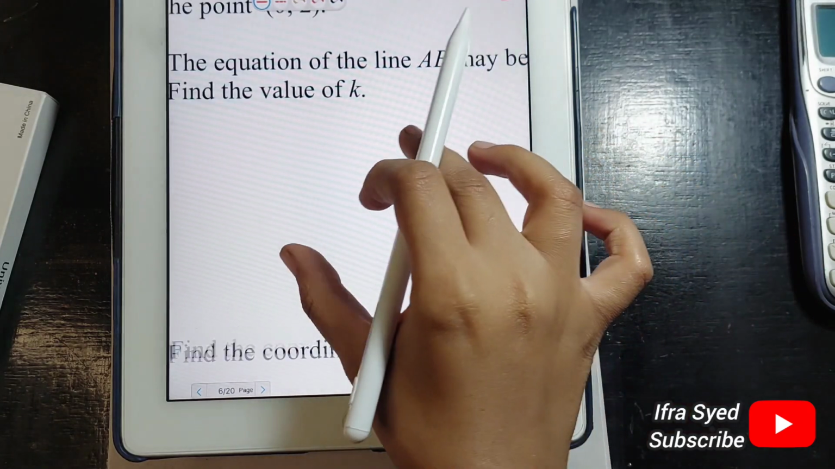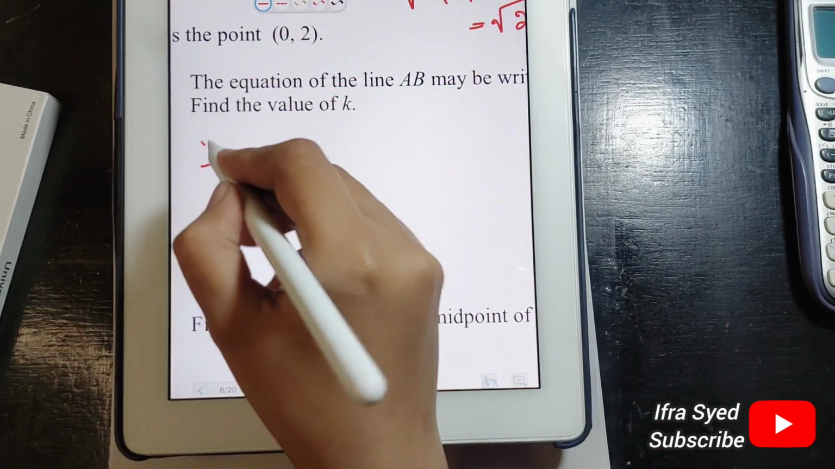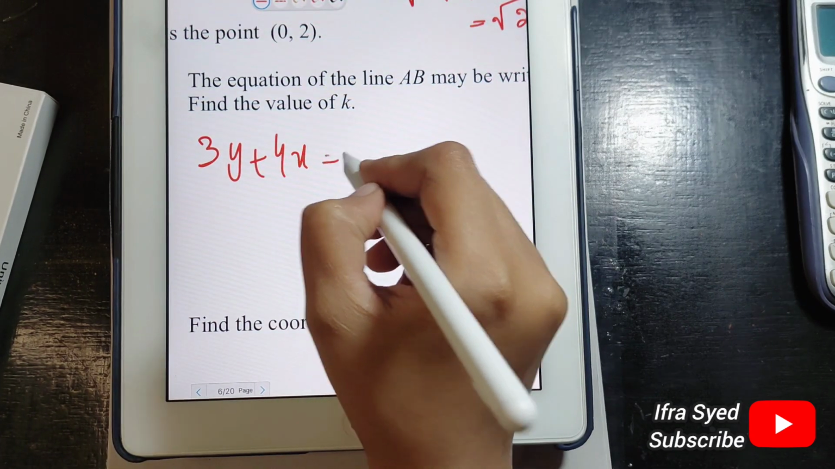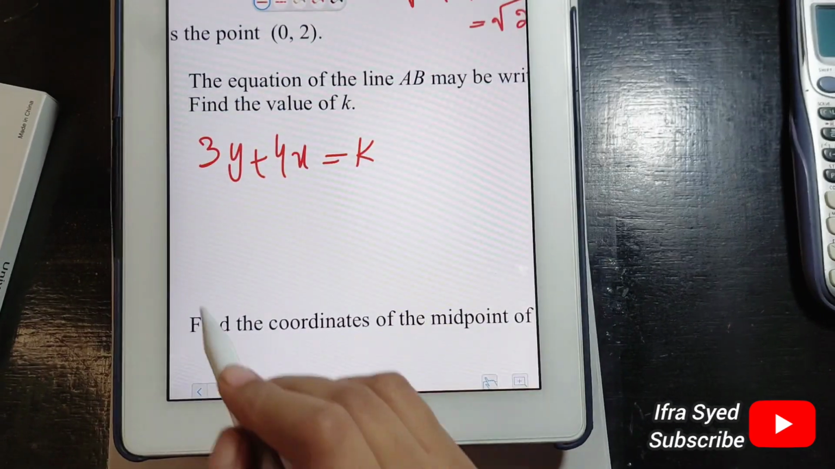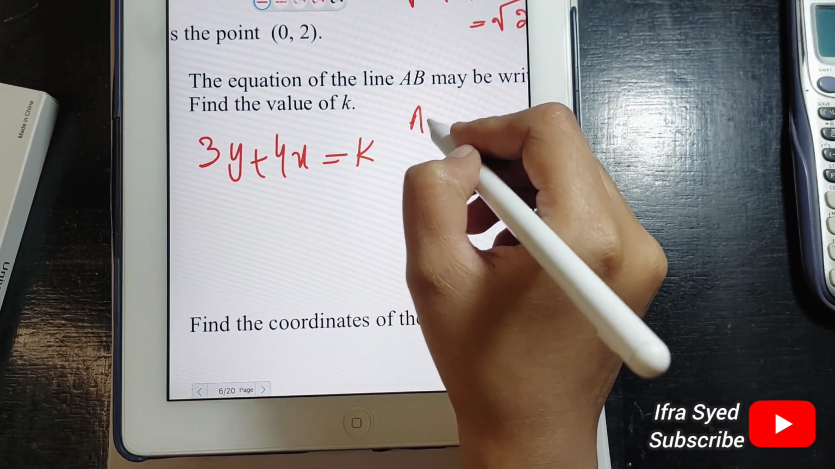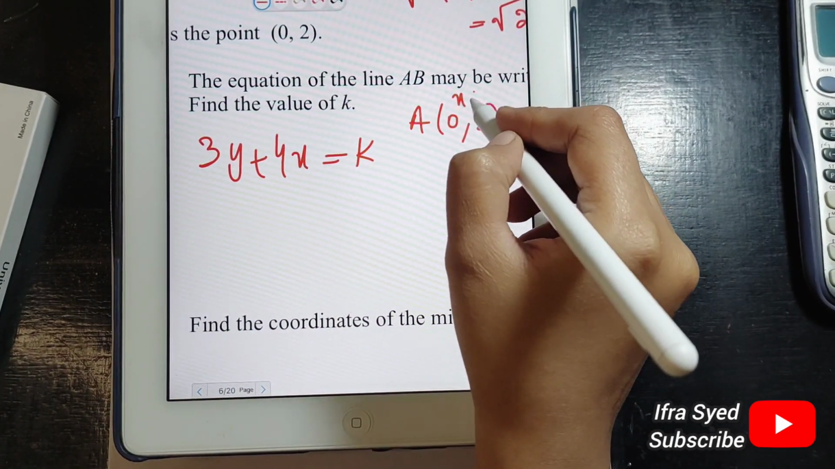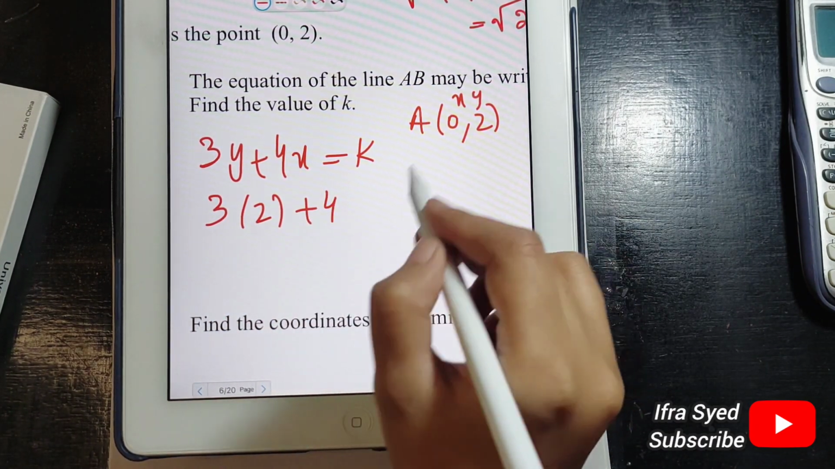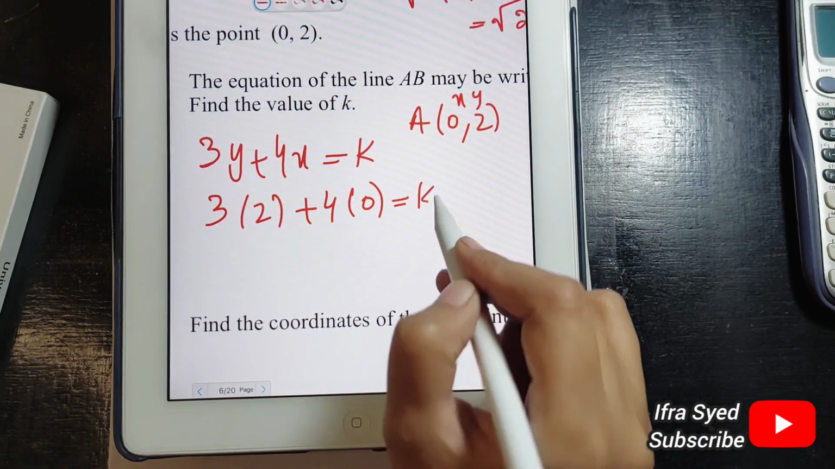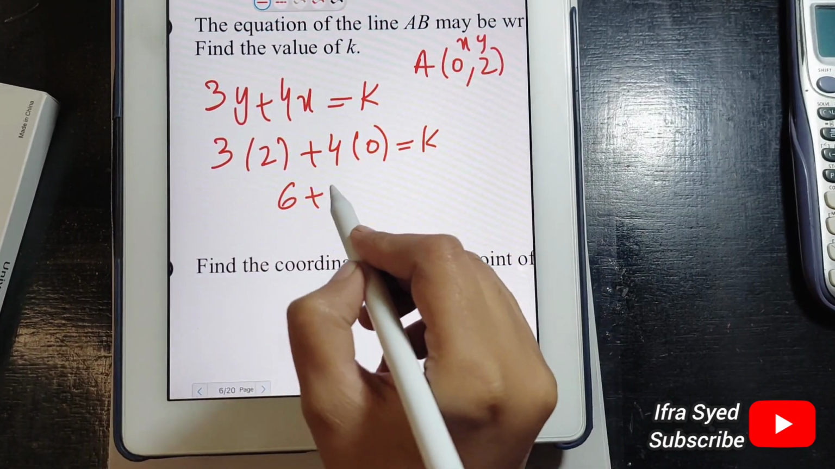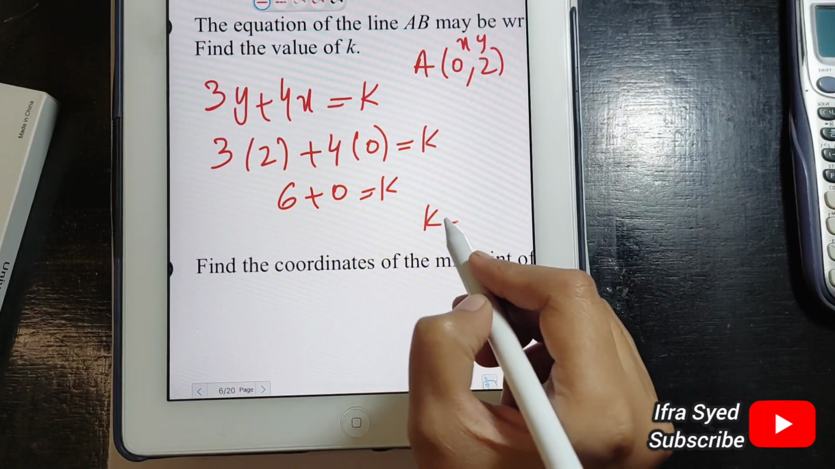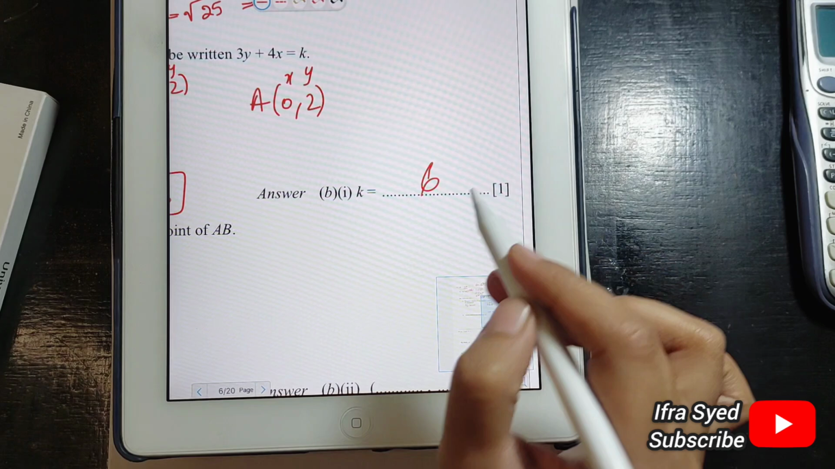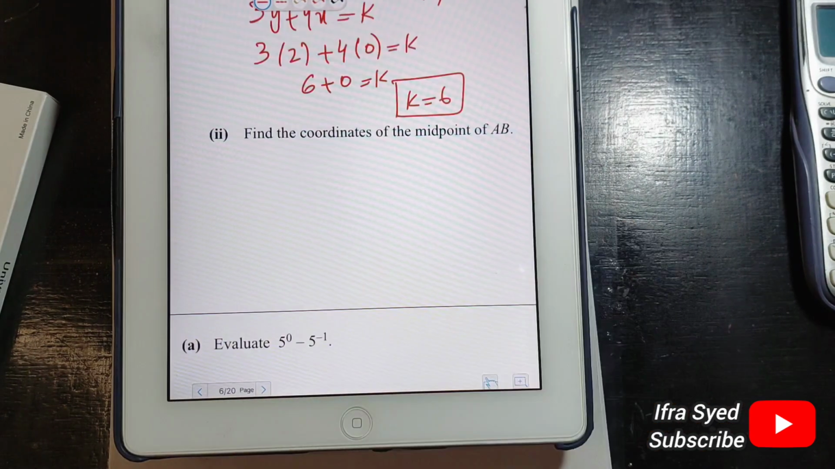So we will use this x and y to find the value of k. Our given equation is 3y plus 4x is equal to k. As the point is 0, 2, this is the value of x and this is the value of y. So I'm writing 2 in place of y, and 0 in place of x, is equal to k. So 3 into 2 is 6, 6 plus 0 is equal to k. So k is equal to 6, and this is my answer. I'm writing in the answer box that the value of k is equal to 6. So its first part is solved.